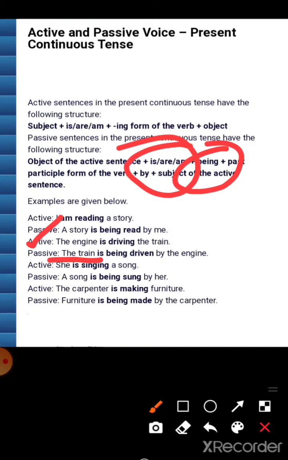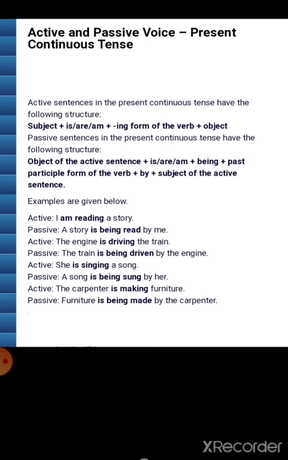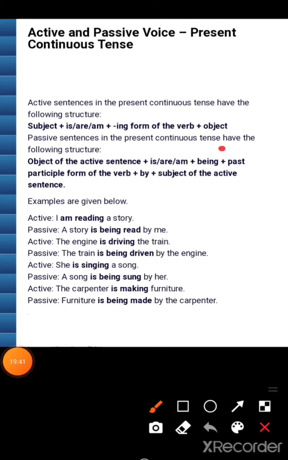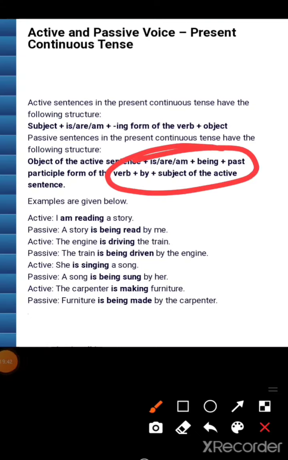Here am, is, or are you have to write according to the subject. The train is written in singular number, so that is why is. After that, being, because it is continuous tense, and it is also written in our rules. After that, the third form of drive, that is driven, by the engine. So the answer is the train is being driven by the engine.